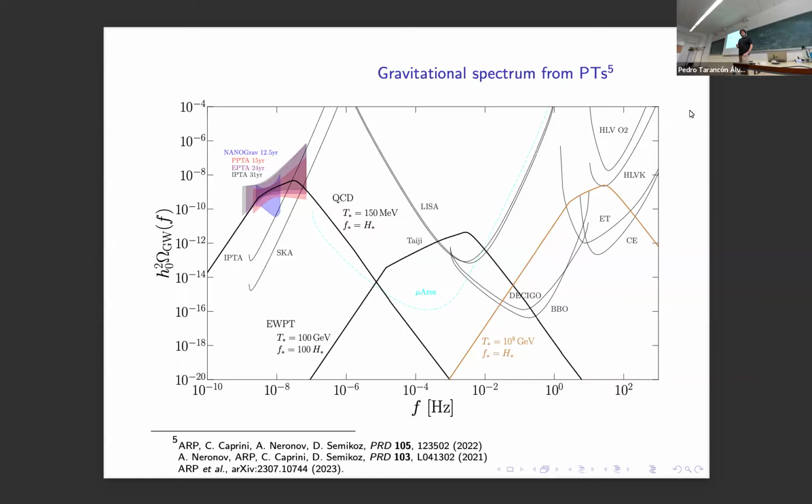What's the pale blue line there? This is just a concept for muAres. This is a concept of a giant LISA for Voyager 2050. It's very far in the future. Yeah.